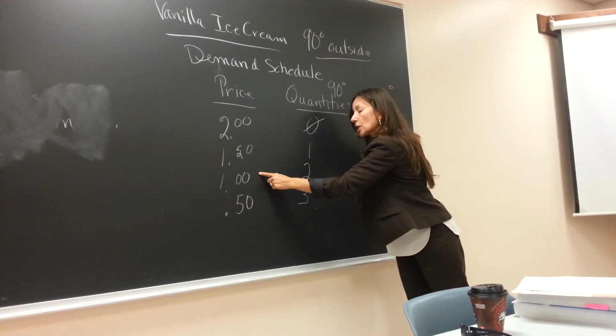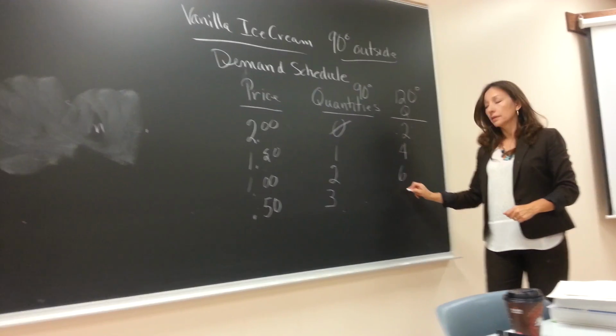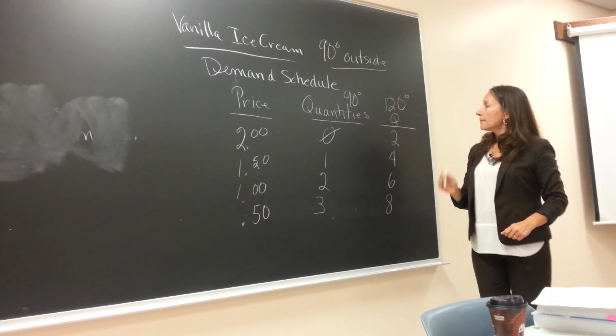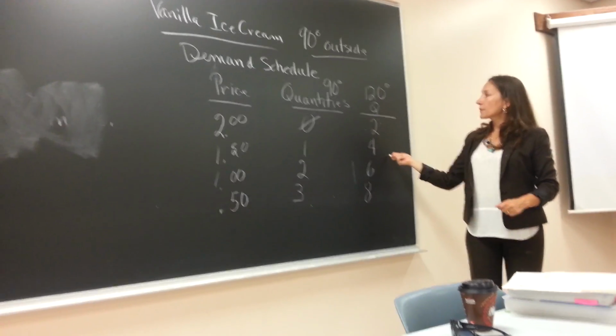Okay, then it goes from $1 to 50 cents. What's going to happen here? You're buying ice cream for the neighborhood. Buy ice cream for the whole neighborhood. So we have demand for ice cream at 120 degrees.